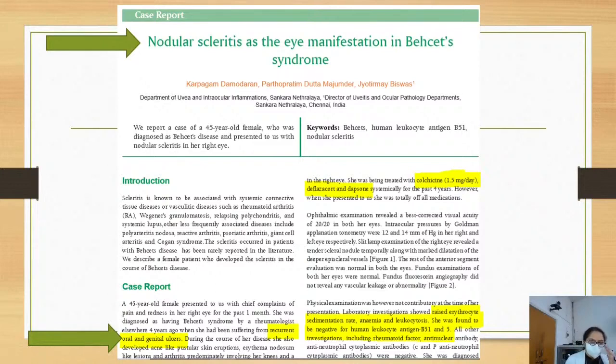This was a 45-year-old female who presented with nodular scleritis, and she also gave a history of recurrent oral and genital ulcers. She was treated with colchicine, dapsone and deflazacort, but her HLA profile was negative, and other antibodies were also negative.